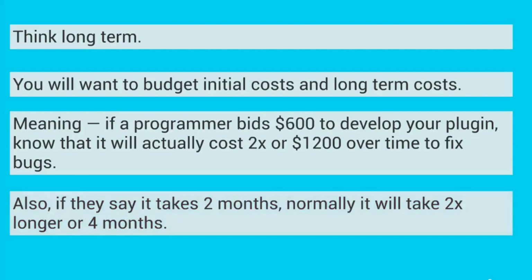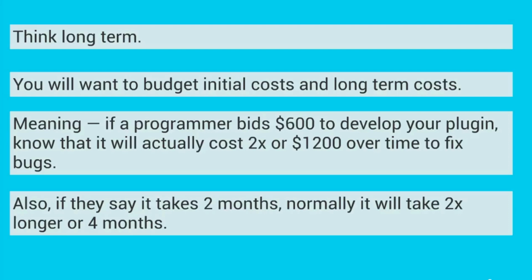and it's going to take time. Also, if they say, oh, it's going to take 2 months, normally, yes, it might take 2 months for them, but there are bugs and they're going to have to work with you to make it work. So normally I double that or even triple that amount. Sometimes it takes 4 months. Sometimes it takes triple the amount, which is 6 months. So just keep that in mind as far as budgeting goes.